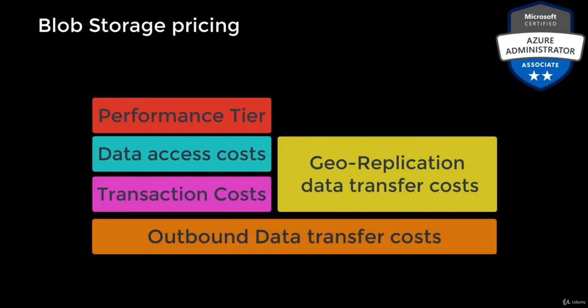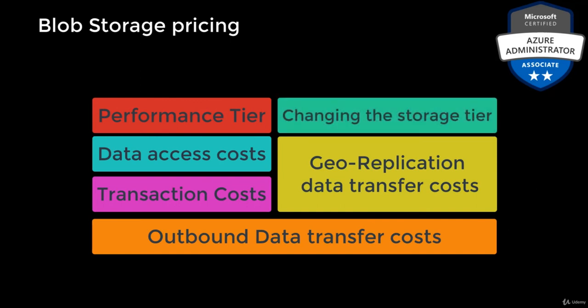How about outbound data transfer costs? Outbound data transfer is the data that is transferred out of an Azure region. So outbound data transfers incur billing for bandwidth usage on a per gigabyte basis. Changing the account storage tier from cool to hot incurs a charge equal to reading all the data existing in the storage account. However, changing the account storage tier from hot to cool incurs a charge equal to writing all the data into the cool tier.